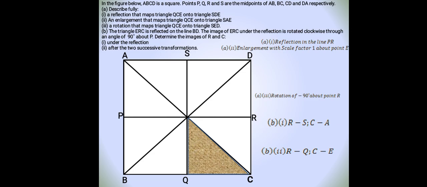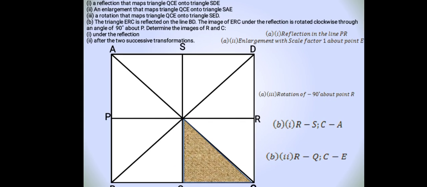In the figure below, ABCD is a square. Points P, Q, R, and S are midpoints of AB, BC, CD, and DA respectively. Describe fully a reflection that maps triangle QCE onto triangle SDE, an enlargement that maps triangle QCE onto triangle SAE, and a rotation that maps triangle QCE onto triangle SED. The triangle ERC is reflected in the line BD.